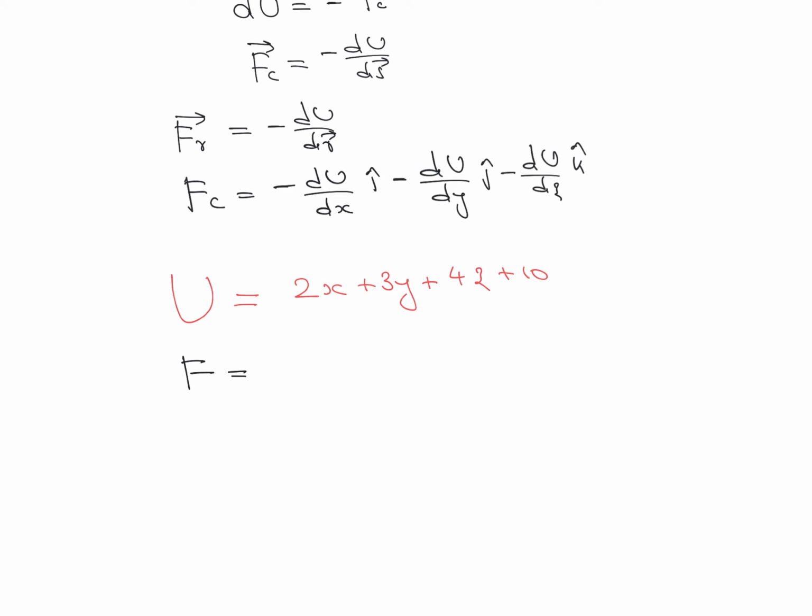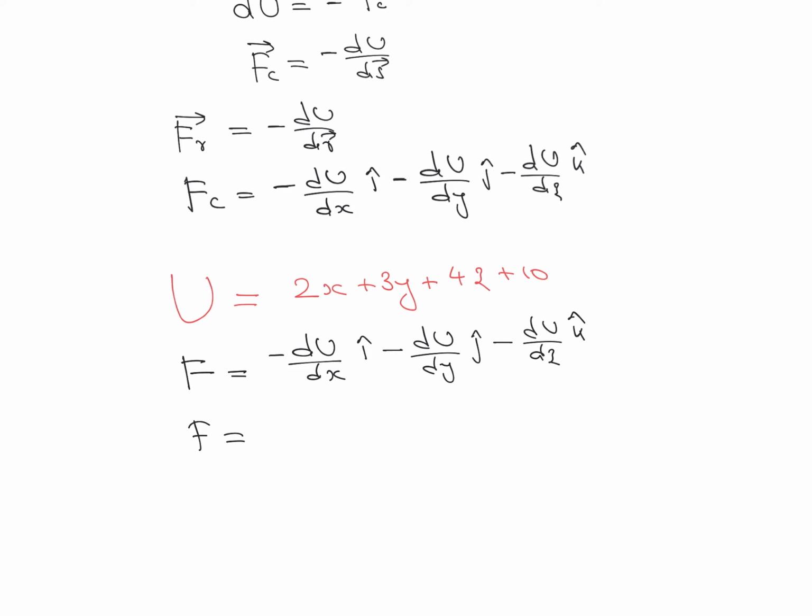So you can write this force as negative of dU by dx, which gives the component of force along the x-axis, minus dU by dy gives the force acting along the y-axis, and minus dU by dz gives the force acting along the z-axis. If you are differentiating this equation with respect to x, this type of differentiation is called partial differentiation, where we treat the other variables, y and z, as constant.